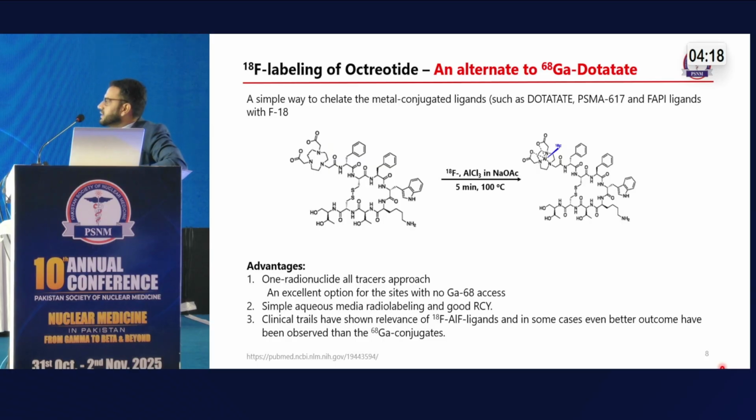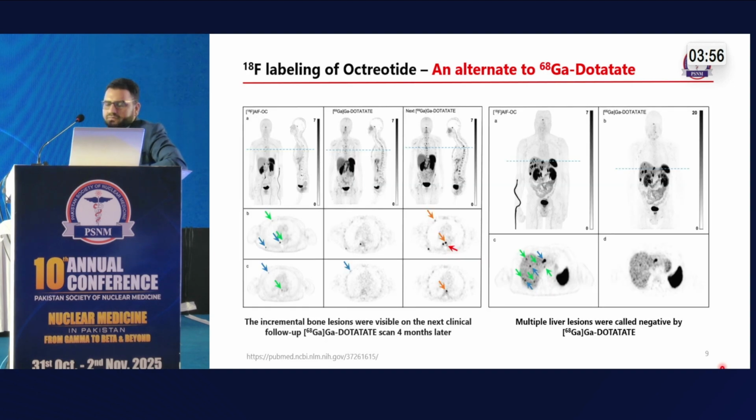And this chemistry is very simple because this is actually the one radionuclide for all tracer approach. You can label the PSMA with fluorine-18, you can label the octreotide with fluorine-18, or this kind of thing. And it's also, this chemistry is aqueous. You don't have to dry fluorine-18 as well. So these are the kind of alternates for the places where we don't have the gallium, for example.